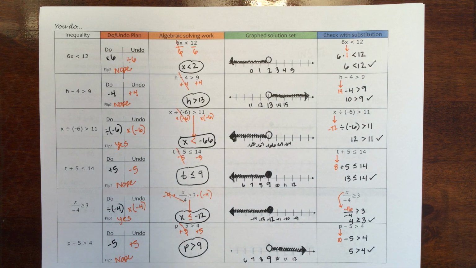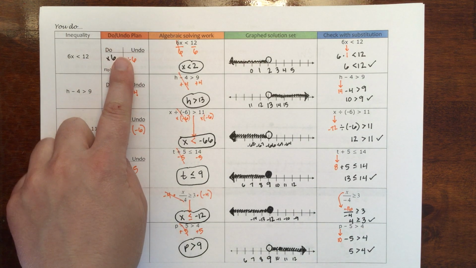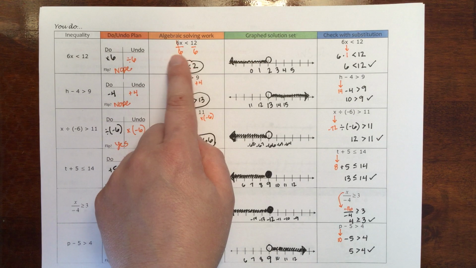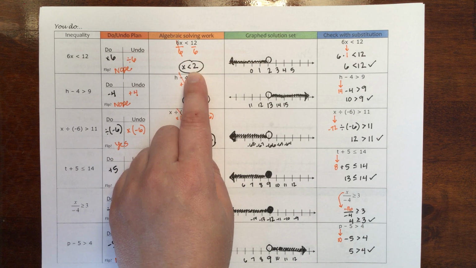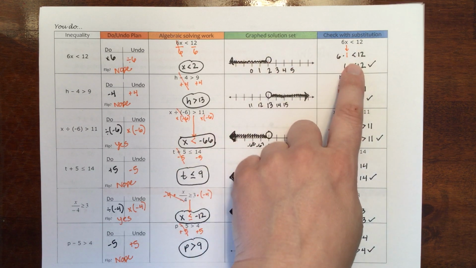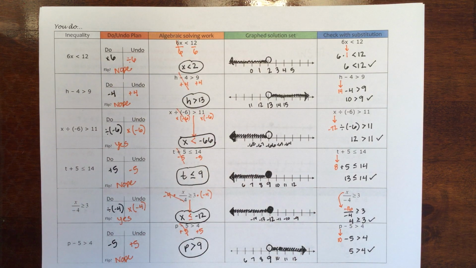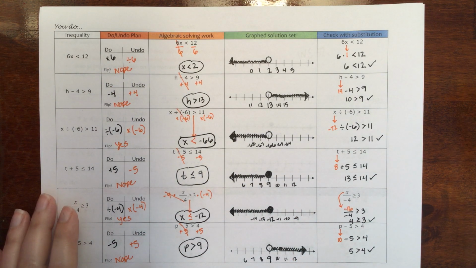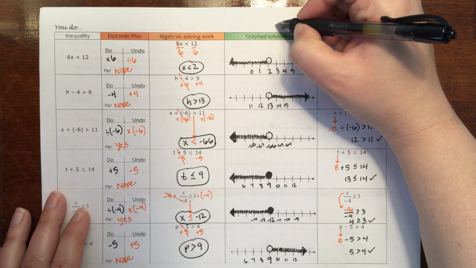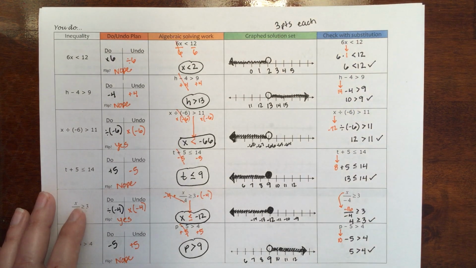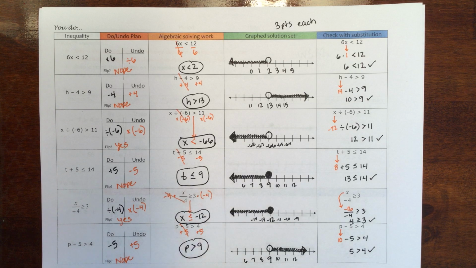When you see your grade, it is based off of certain components. First, your do-undo. Secondly, the algebra solving work that you see in orange. Third, the answer. Fourth, the graph. And fifth, the checking. So each one has 5 checks times 6 problems. That would make 30 checks, and these are about 3 points each. So if you see a score, that's where the score came from.